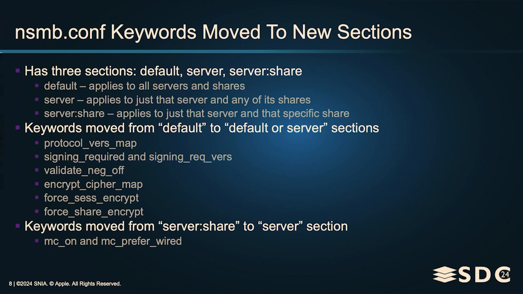The encryption cipher maps essentially define what encryption algorithms are supported by that server. So if you want a particular server to only advertise a particular type of encryption, you can do it now. The force encryption options have also been moved to the server section. So now you could say, this server over here, we always want to have encryption, no matter what. But these servers over here, we don't care. Encryption is optional.